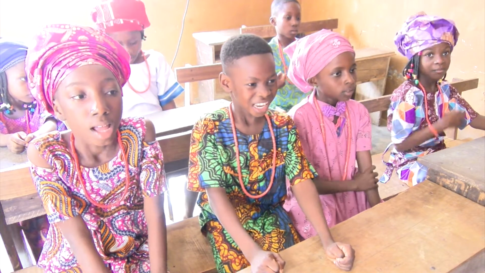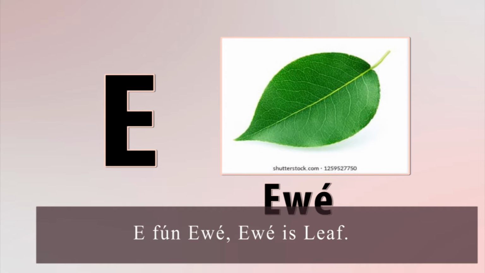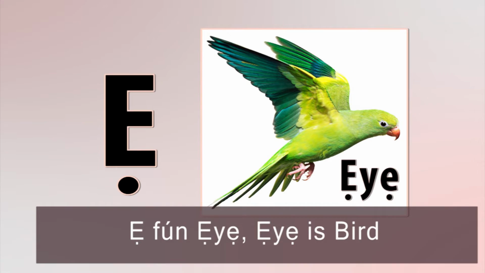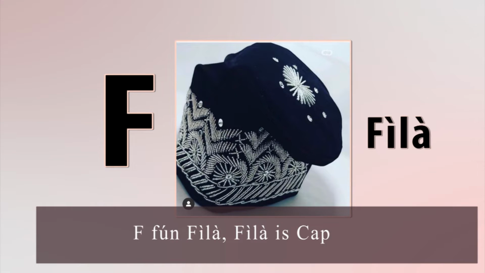E fun ewe. Ewe is called leaf. E fun eye. Eye is called the bird. Fi fun fila. Fila is called the carp.